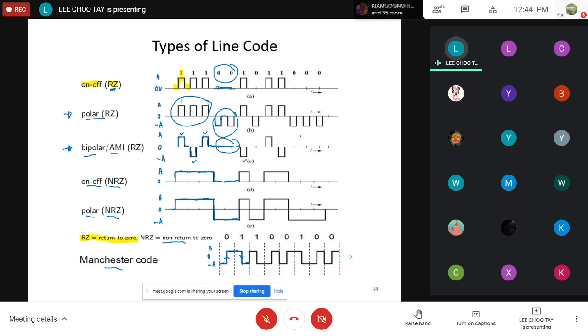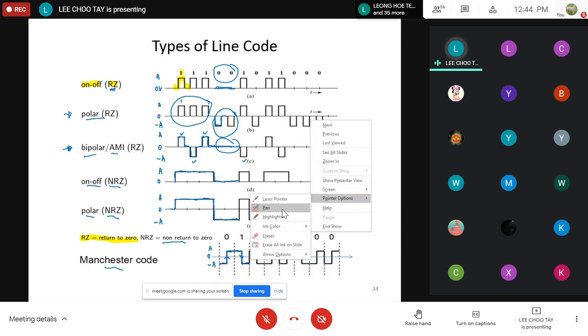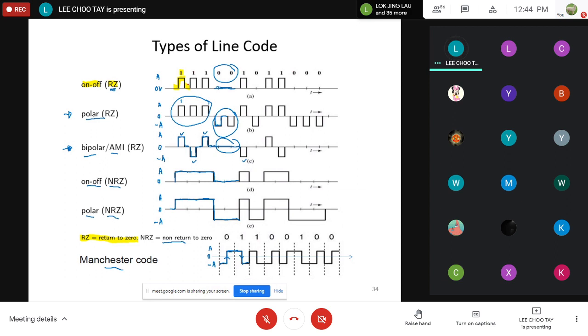Okay, so actually you look at these few types of line code. If you look at the on-off, for example, the pulses are always positive. You know what's the reason why for certain line codes we actually send negative pulses? If you look at the on-off line codes, the pulses are always positive. That means there will be some DC component in the resultant signal because they're always positive.